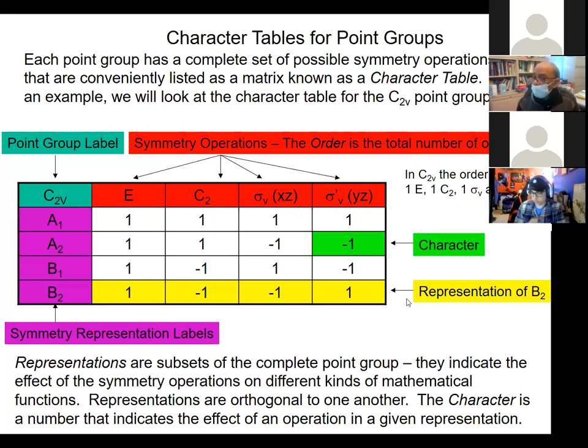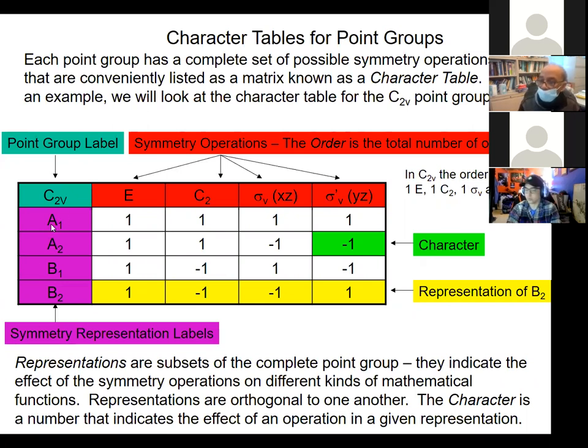And then in this particular example, I have one identity, one C2, one sigma V, and one sigma V prime. So altogether, I have four different symmetry operations. That is what is known as the order. So when we say C2V has an order of 4, that means there are 4 unique symmetry operations present in this particular point group. This is clear. So we will go over several other character tables too, but I'm just giving you the definitions. So whatever character table you look at, these are the terms that you'll be seeing.